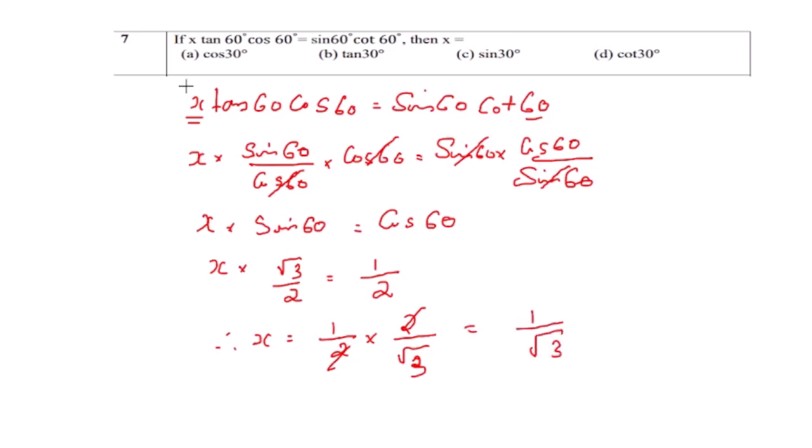But here the options are in cos, tan, sin and cot. So 1 by root 3 we can write as tan 30. Tan 30 value is 1 by root 3. So what is the option? Option B.